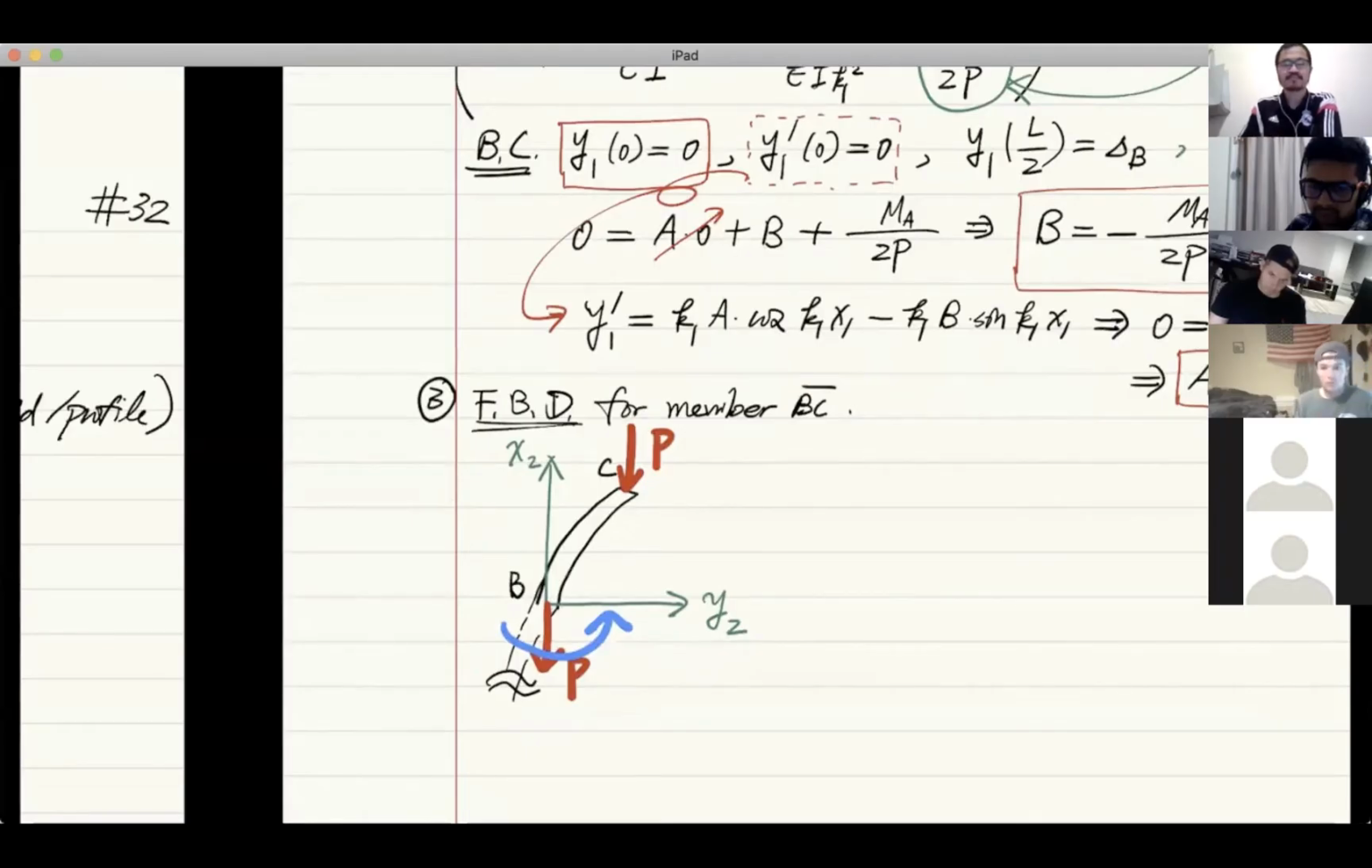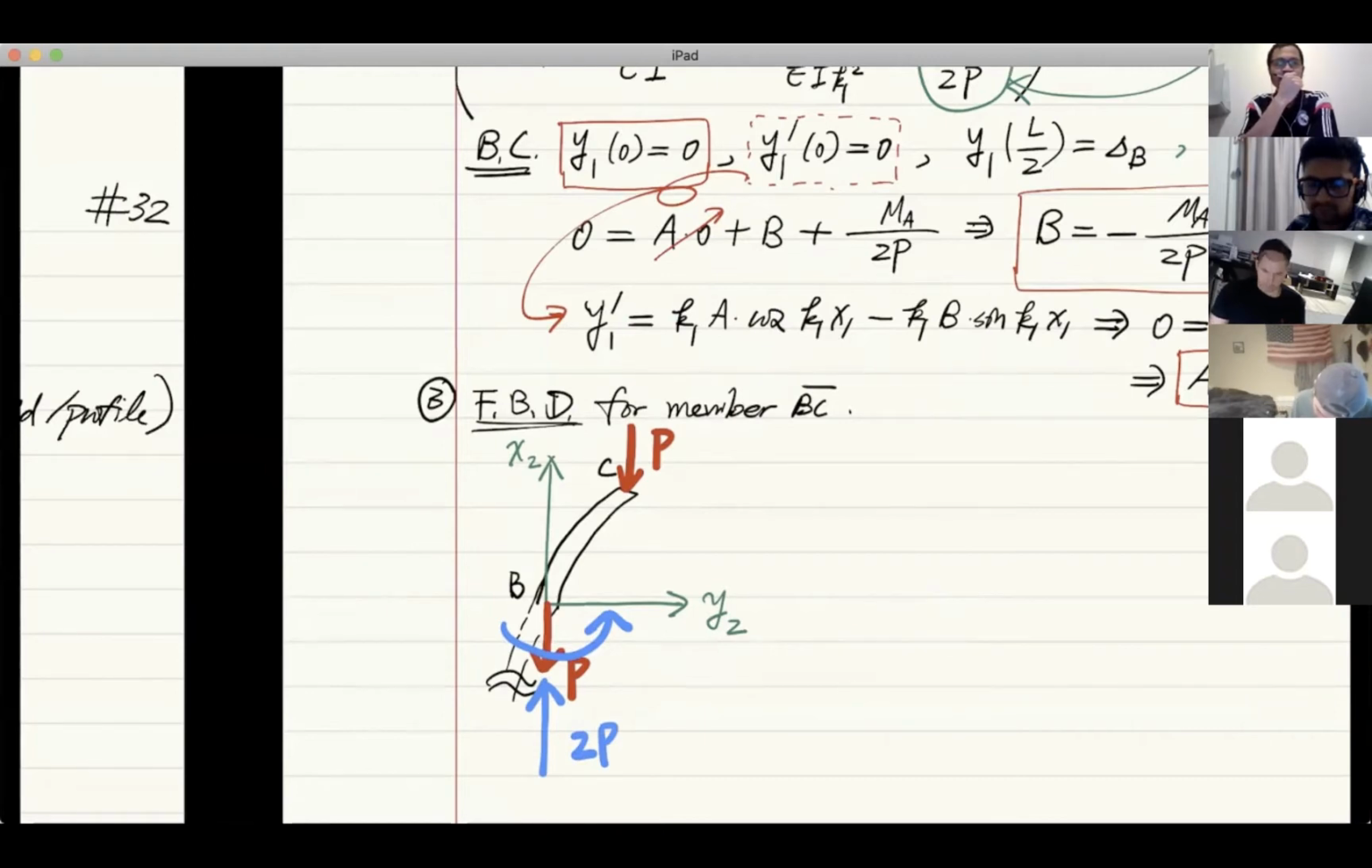What is the reaction at point B? You know it's going to be pointing up, right? It has to be upward pointing. But the question is, what's the value of this? 2P. Very good. It's 2P. Why is it 2P? Because of force equilibrium. So I'm not going to repeat that part. From force equilibrium, you know it has to be 2P.